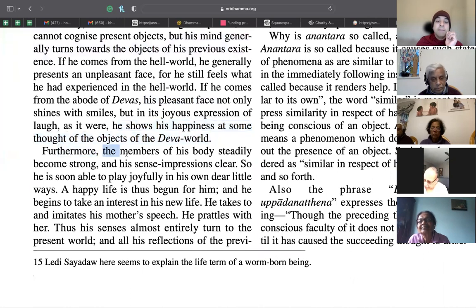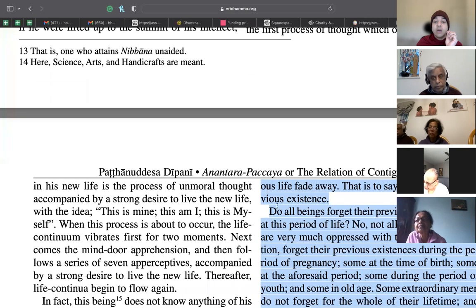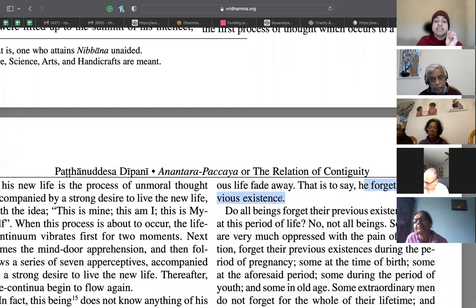Furthermore, the members of his body steadily become strong and his sense impressions clear. So soon he will be able to play joyfully in his own dear little ways. A happy life is thus begun for him, and he begins to take an interest in his new life. He takes to and imitates his mother's speech. He prattles with her. Thus his senses almost entirely turn to the present world, and all his reflections of the previous life fade away. That is to say, he forgets his previous existence.